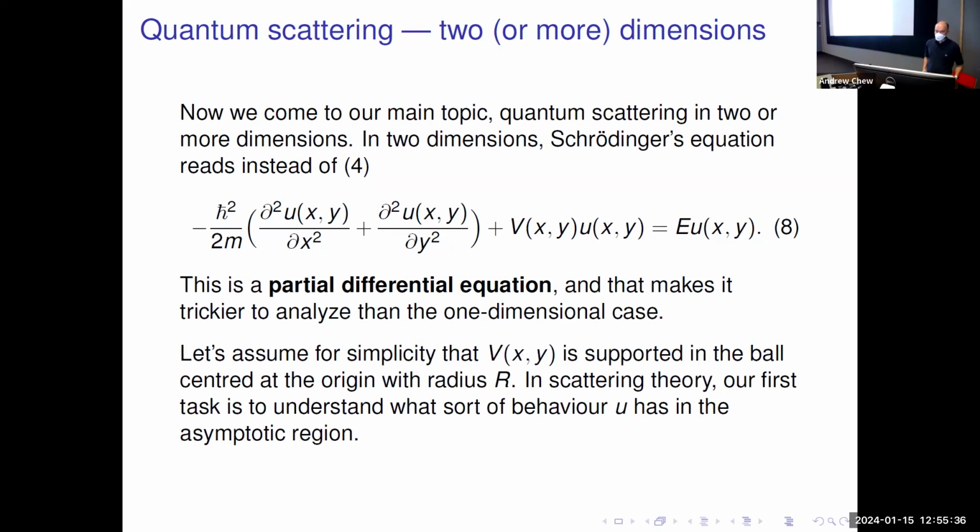Okay, so let's assume for simplicity, as we've done before, that V, this potential function V, is supported, say, in the ball centered at the origin with radius r. So it's particularly supported in a bounded region, and it's 0 outside. So in scattering theory, we need to understand the behavior first in the asymptotic region. What is the simple behavior in the asymptotic region?